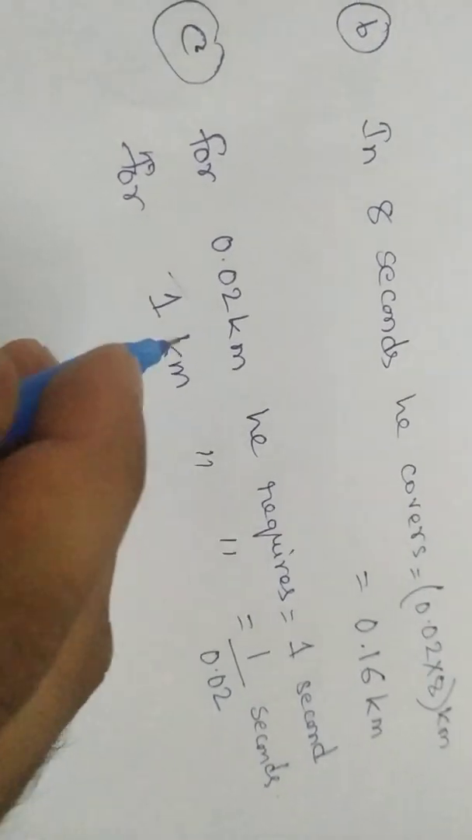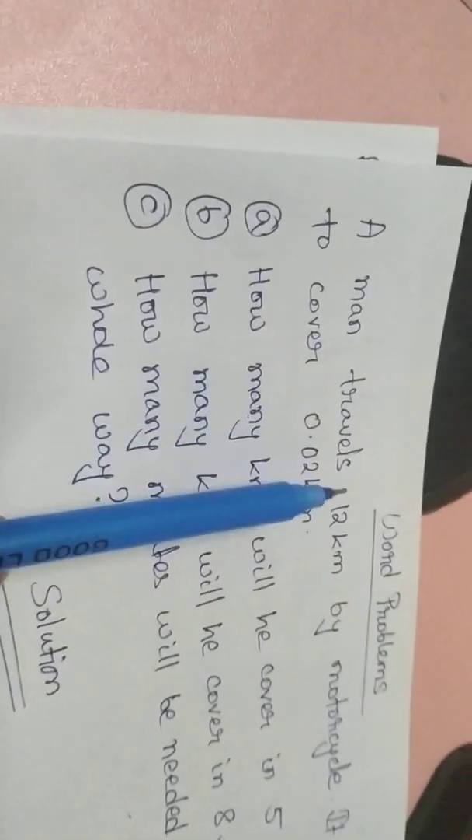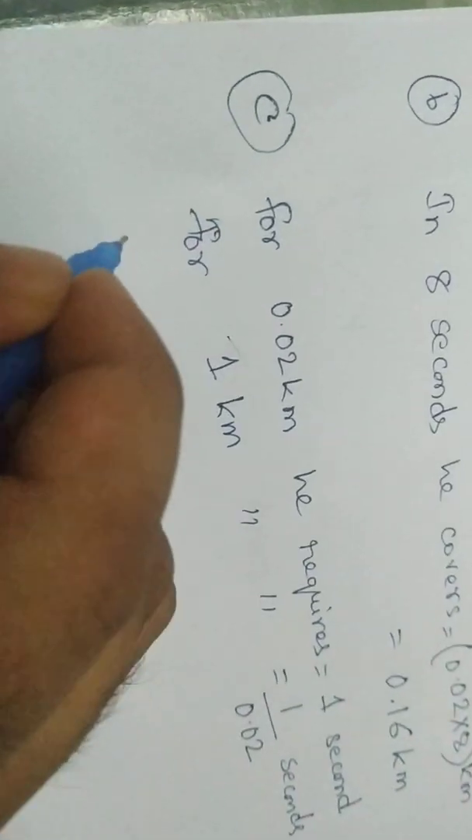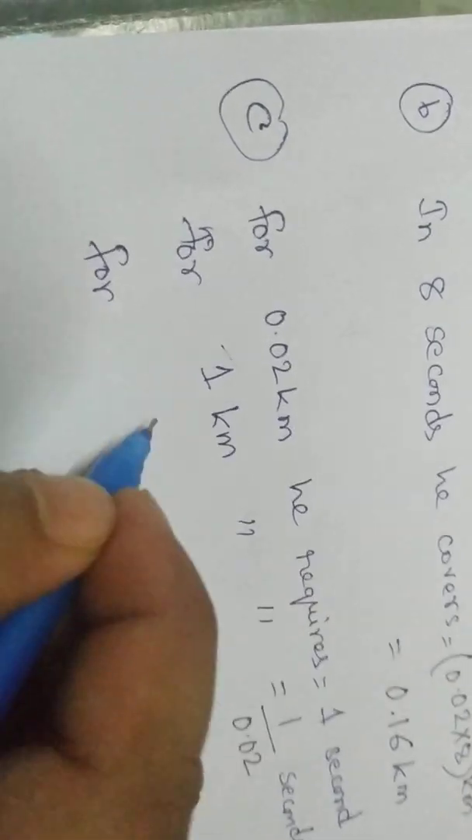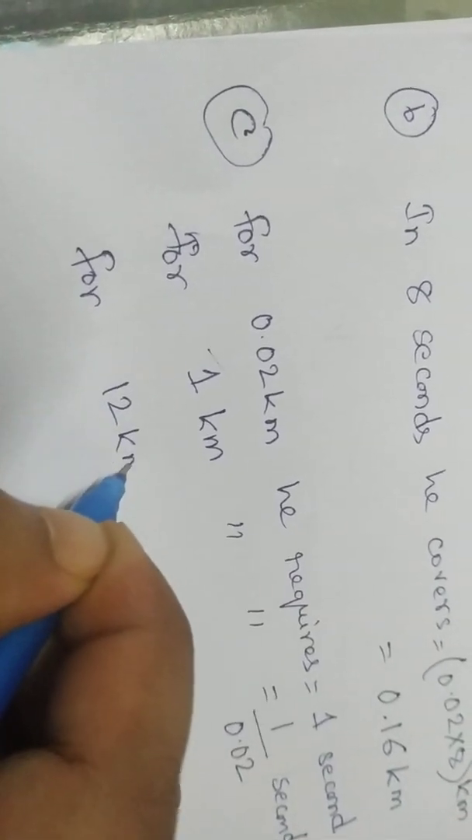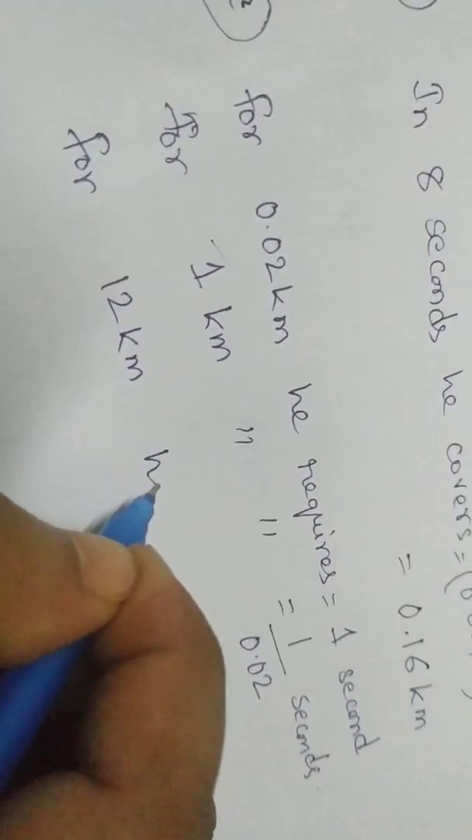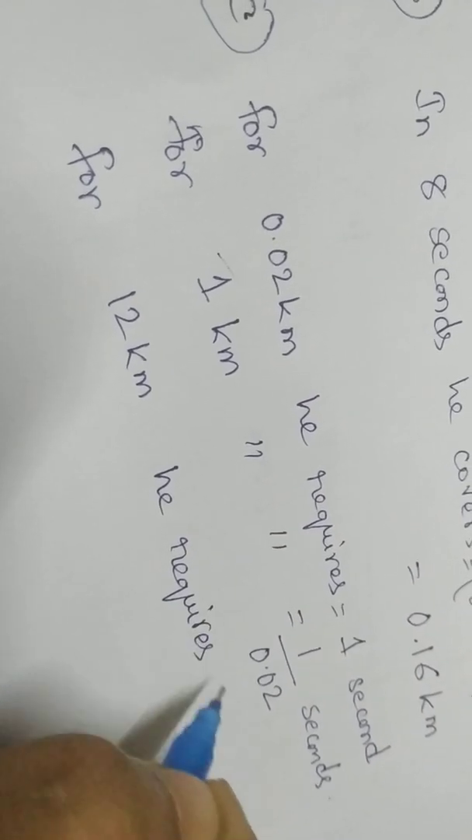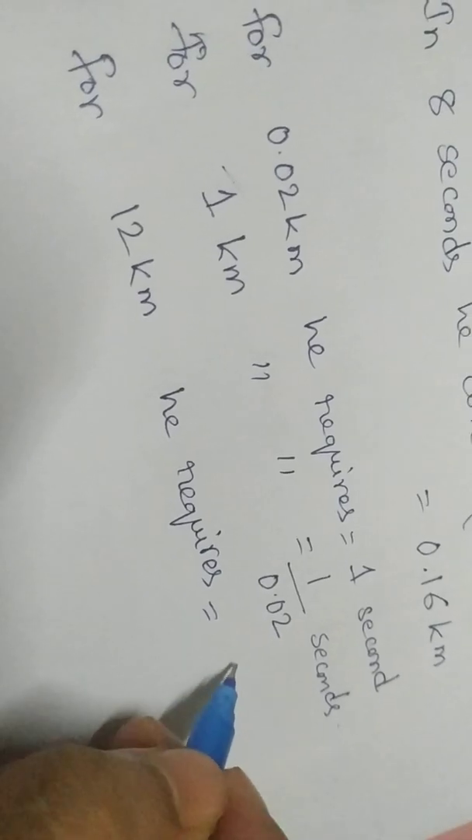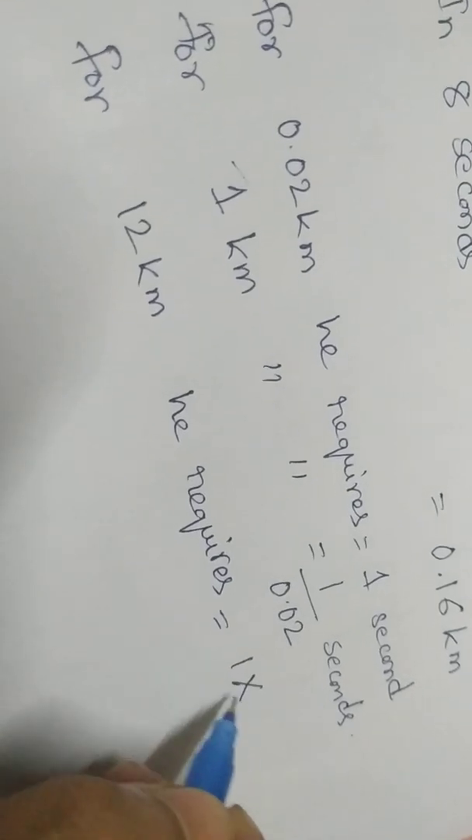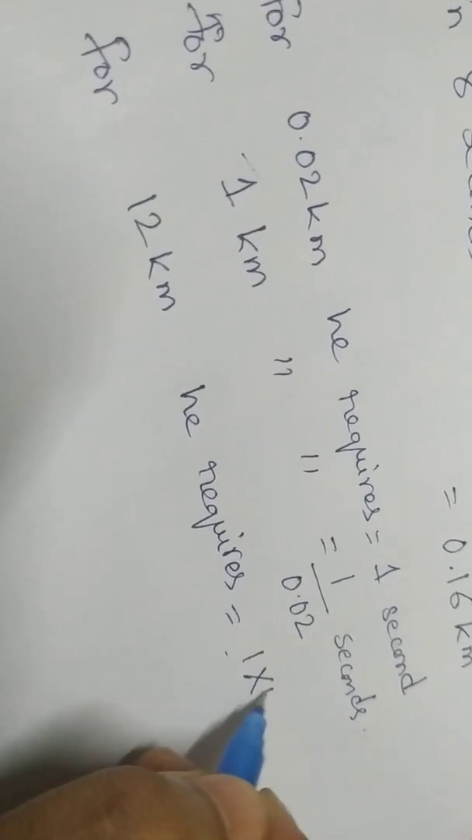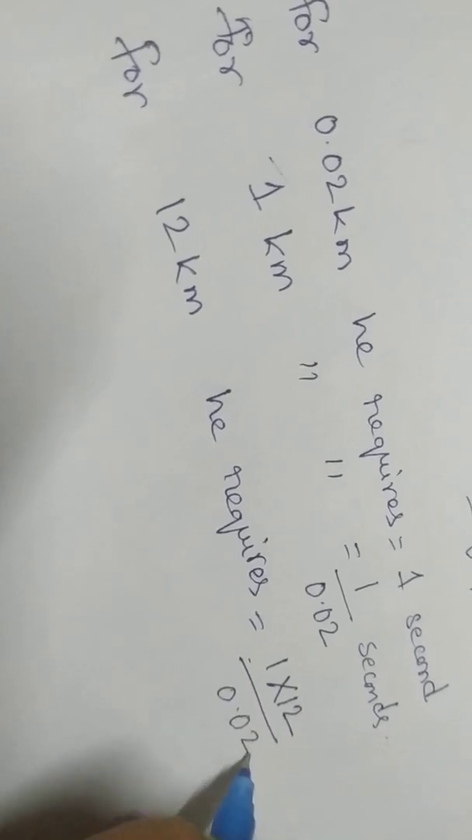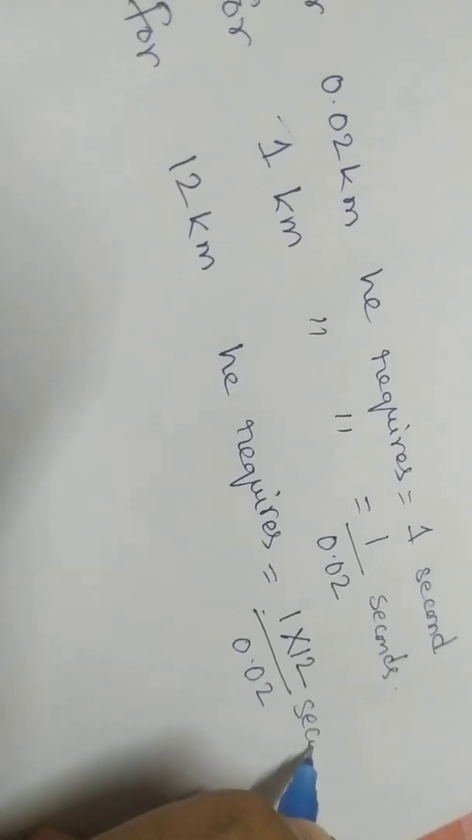Now, but he actually travels how many kilometers? 12 kilometers, right? So we can say for 12 kilometers he requires 1 into 12 divided by 0.02 seconds.